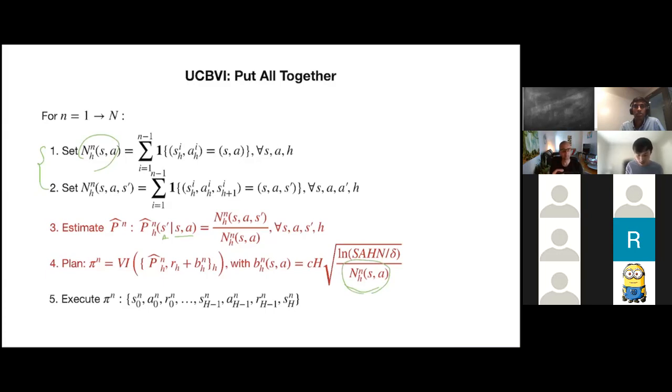So you do planning inside this learned model, this new model, where the transition is your MLE estimator and the reward function is the original reward plus this optimistic bonus. Okay, so you get a new policy, you execute this policy, and then you repeat this process.